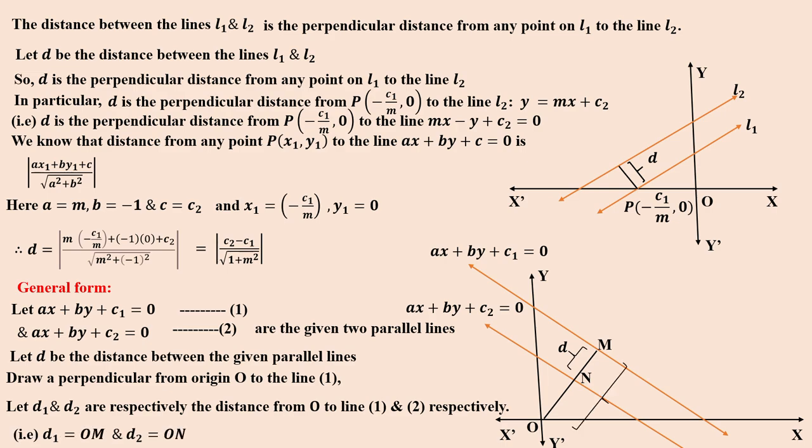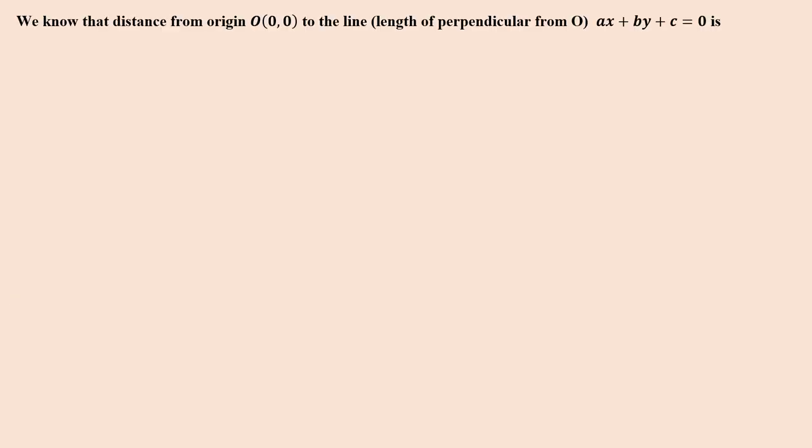d1 is nothing but OM, right? The perpendicular distance from the origin to the first line, OM, that is d1, and d2 is ON, the perpendicular distance from the origin to the second line. We know the distance from the origin to the line ax plus by plus c equal to 0 is modulus c by root of a square plus b square. So here d1 equals c1 by root of a square plus b square, because the line is ax plus by plus c1, the first line.